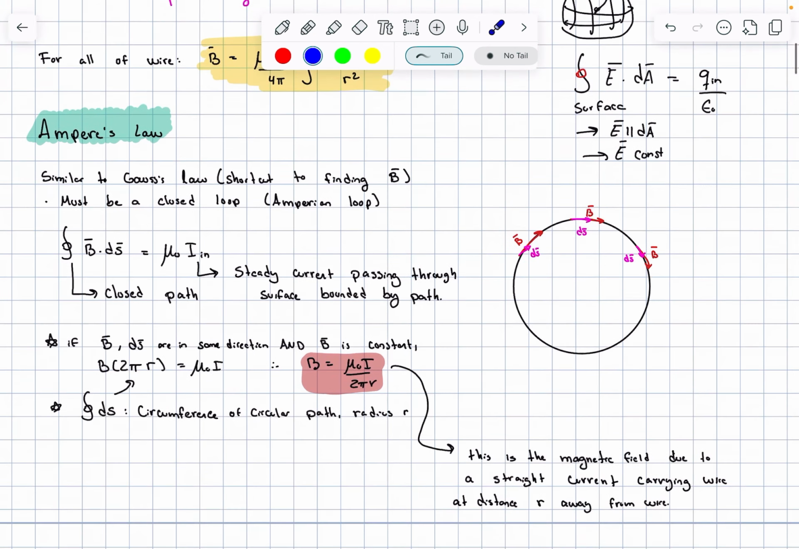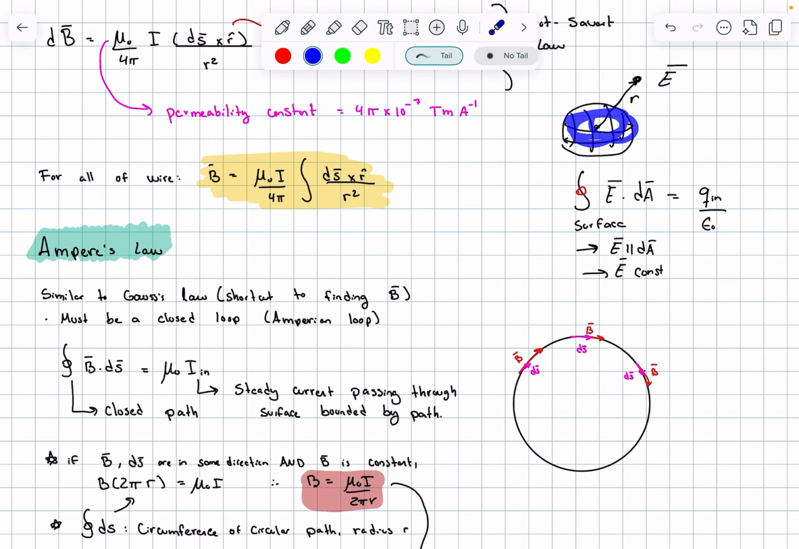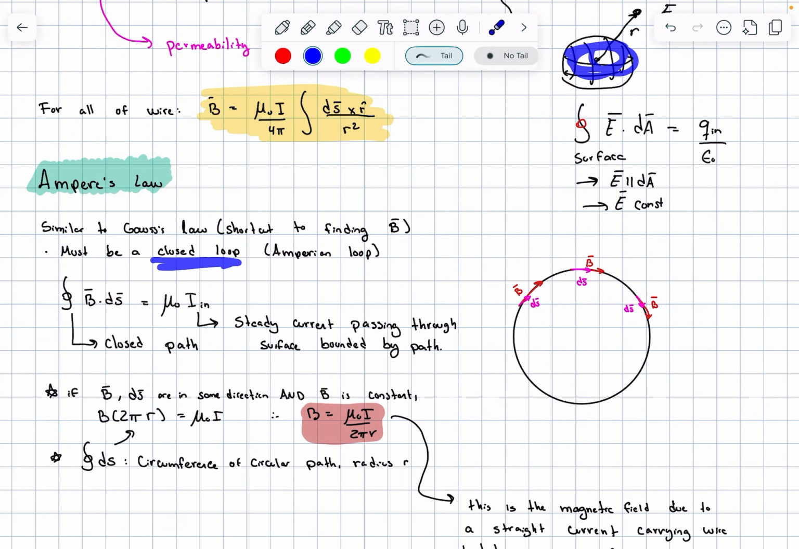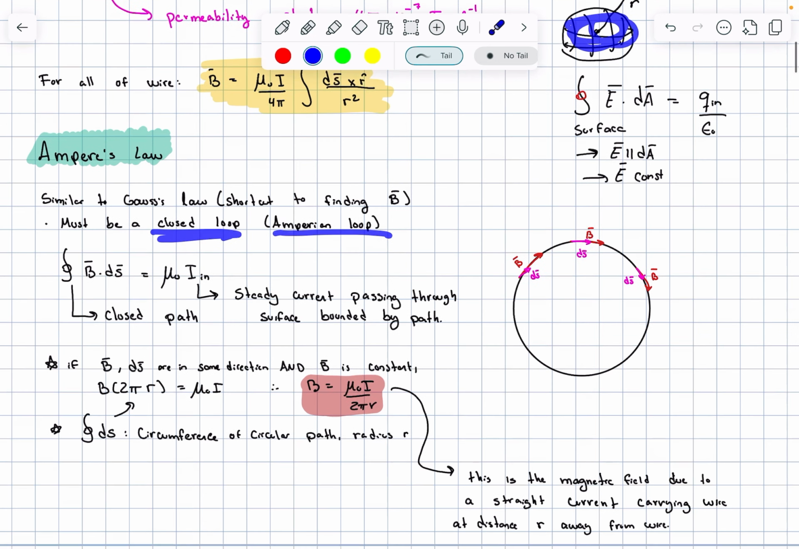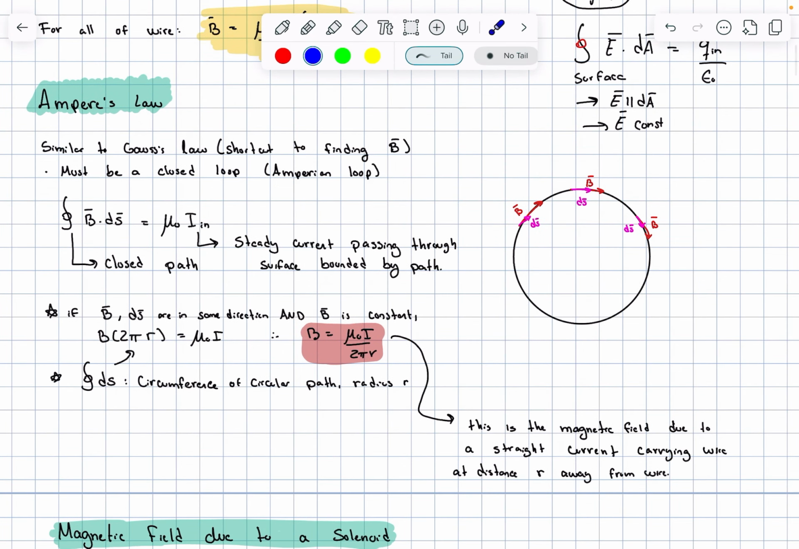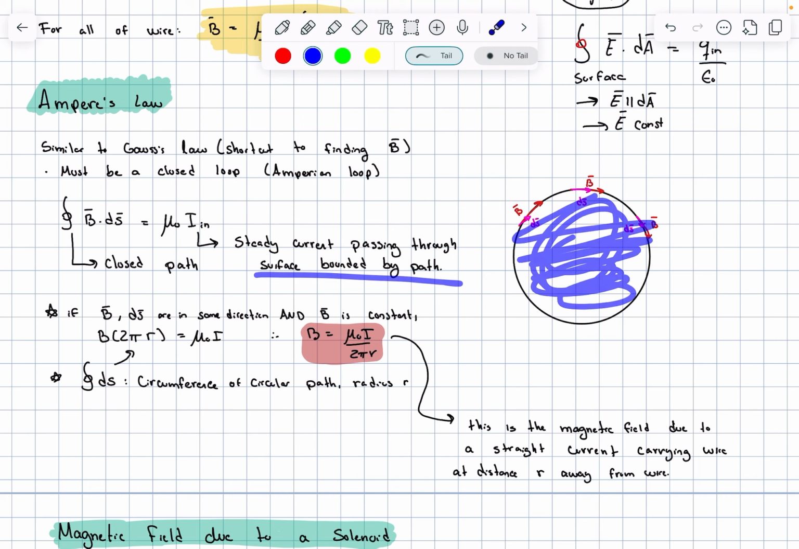We do a very similar thing here, where instead of a closed surface, we have a closed loop called an Amperian loop. What we then see is that this closed path integral of B dot ds, where ds is a little step along that path, is equal to mu naught times I in, where I in is the steady current passing through the surface bounded by the path. It's like, what is the current going through here?